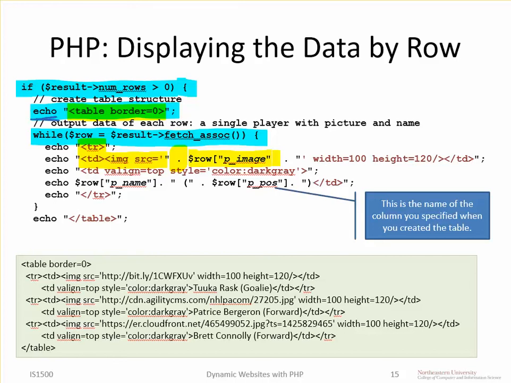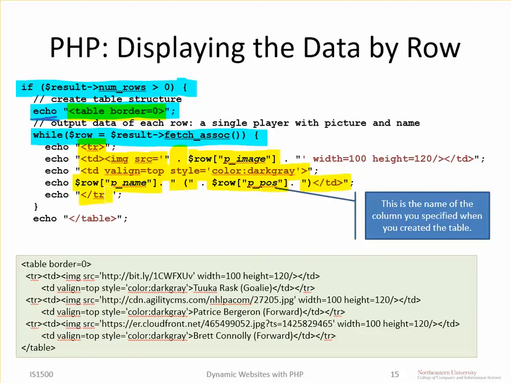You gave one of your fields in the players table the name pimage. It's going to grab that image content and connect it with the image source equal command, and then connect it with the remainder. So I'm basically outputting an image tag where the URL to the image comes from the database. I'm going to output another column, change the style, and output in that column the player's name plus a parenthesis plus the player's position plus a parenthesis and a table data close, and then the table row close.